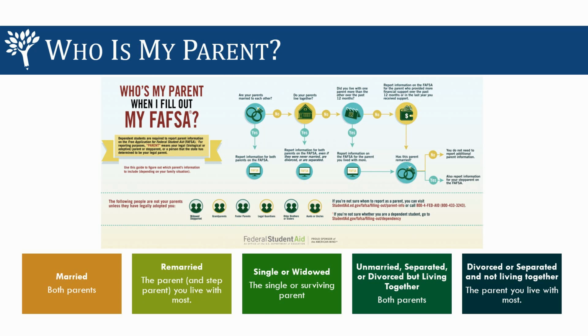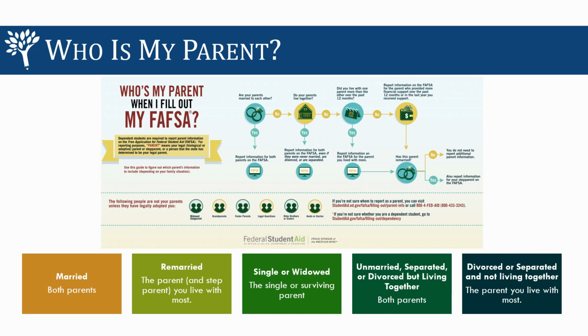If the parents are unmarried, separated, or divorced, and still living together, they're going to list both parents. For remarried parents, it's going to be the parent that they live with the most and the step-parent. Both will be listed on taxes. And if they're married, it's both parents. If the parent is single or a surviving parent or widowed, then it's just going to be the single-parent income.